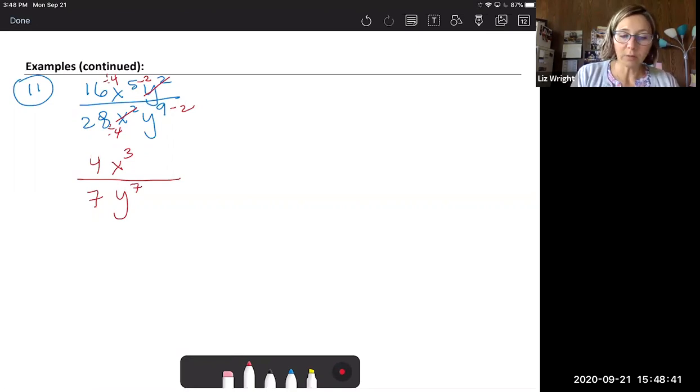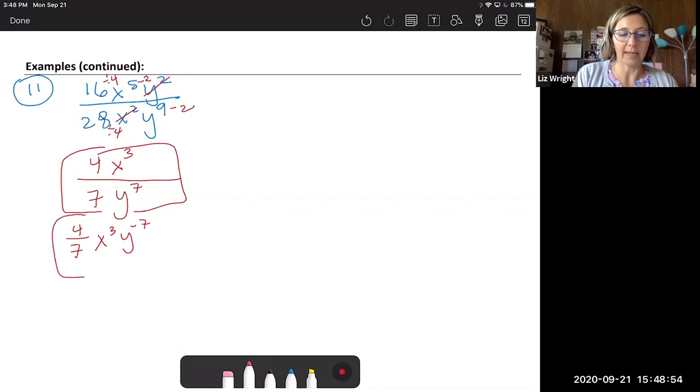And so then that gives you your answer for that one. We could also rewrite this, just be aware, as 4/7 x cubed y to the -7th. Those are both the same. So if you wrote it like this, or if you wrote it like that, those would both be correct.